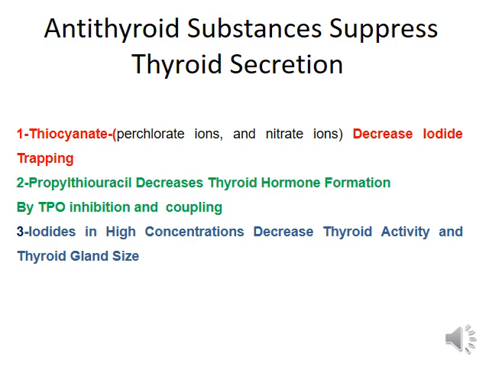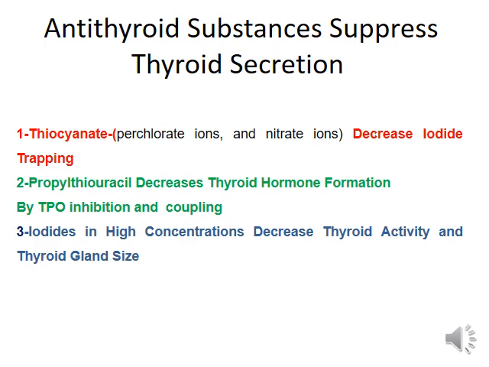But when the person is hyperthyroid, we have some anti-thyroid substances which can suppress thyroid secretion. The first one can suppress the NIS pump. Any negative ions like perchlorate, nitrate, thiocyanate, all of them, because they are in competition with the iodide, can decrease the iodide trapping, the entry of the iodide into the cells. So because of that, the creation of T3 and T4 will be decreased.